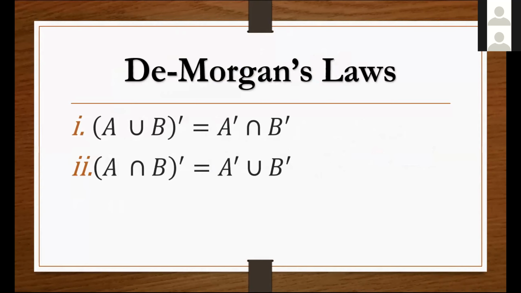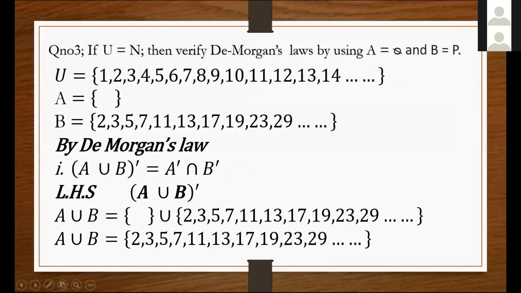First of all, I'll give a brief about what De Morgan's law is. It was named after Augustus De Morgan, a 19th century British mathematician. It has two statements. The first statement states that (A union B) complement is exactly equal to A complement intersection B complement. And its second statement states that (A intersection B) complement is exactly equal to A complement union B complement. Now we will verify question number 3 using De Morgan's law.